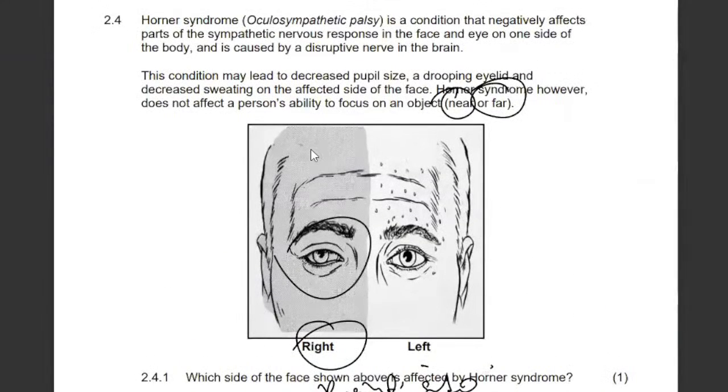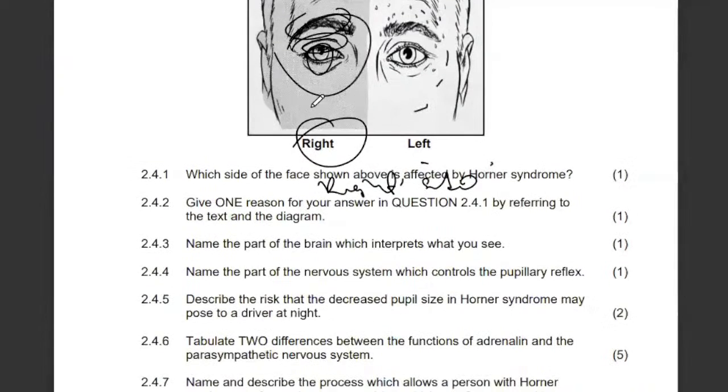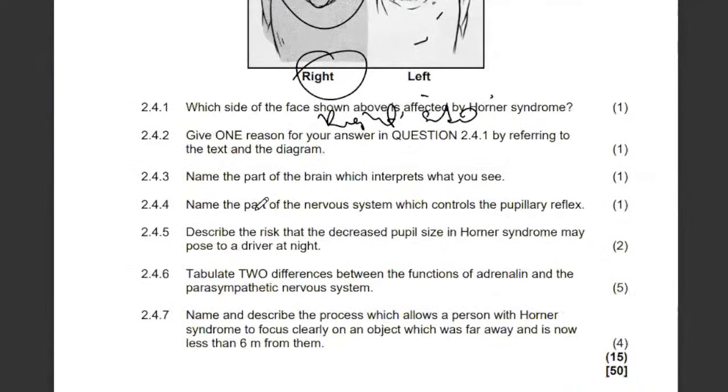Check, the condition leads to decreased pupil size. Check, it is too small compared to this. And then drooping of the eyelids. Check, they are drooping. Yes, the eyelids are drooping, but here they are standing, and then they're saying there is decreased sweating. You see here you have sweat, and here you don't have sweat. So basically, those are some of the reasons. Maybe you just have to give one.